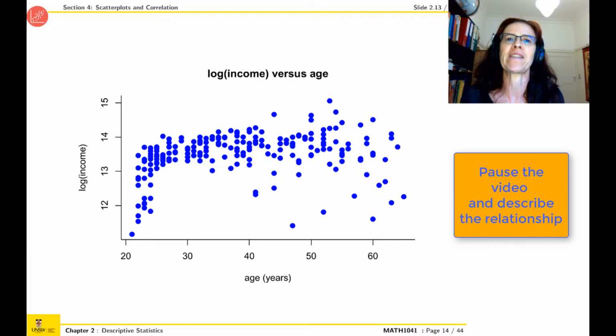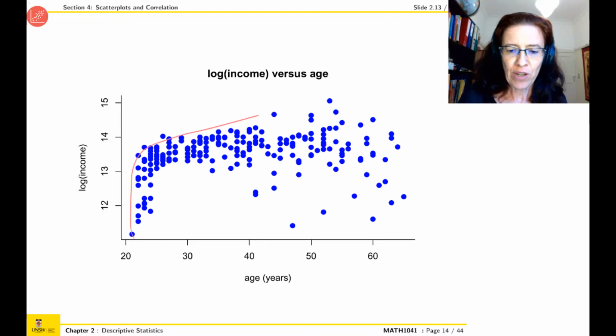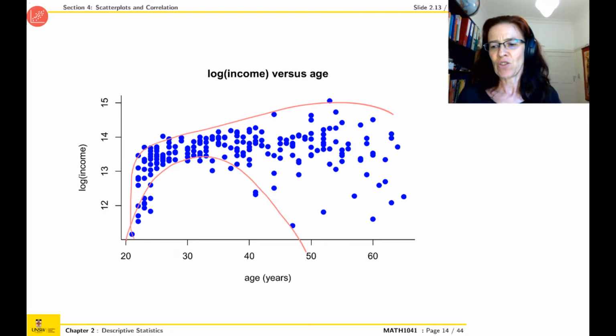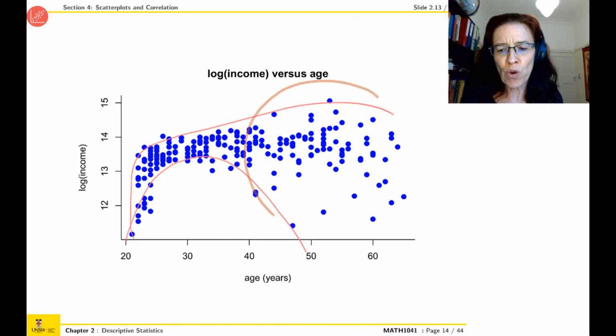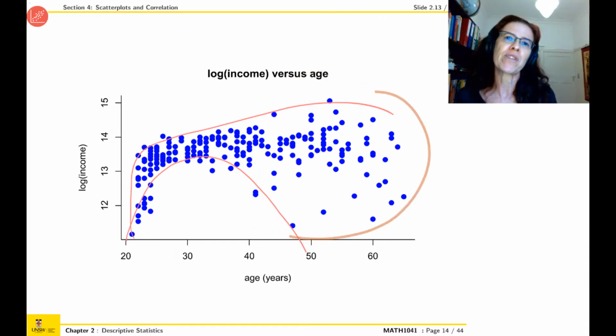Pause the video, write it down. So is there a relationship? I would say there is, but initially, it's quite easy to describe, and then it seems to get much wider. So I would say that is there a relationship? Yes. So it would be existent, but it's quite weak because when you get to like 45 years of age, the points are pretty spread.